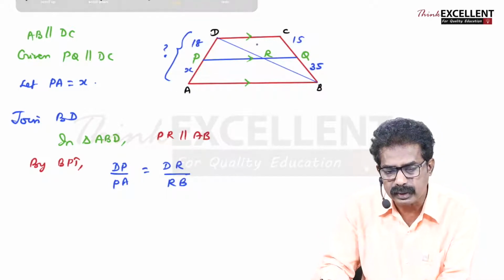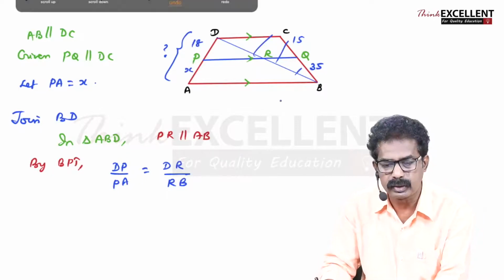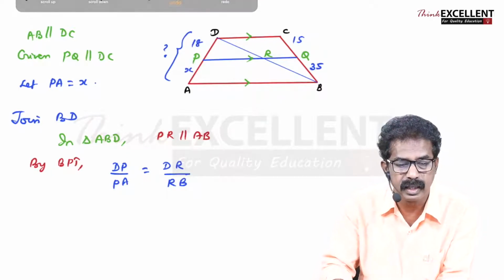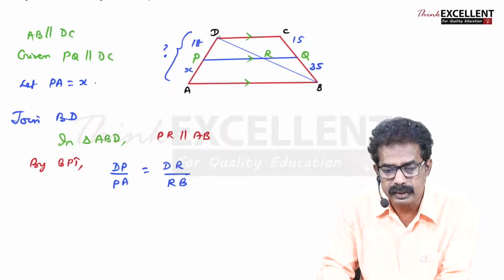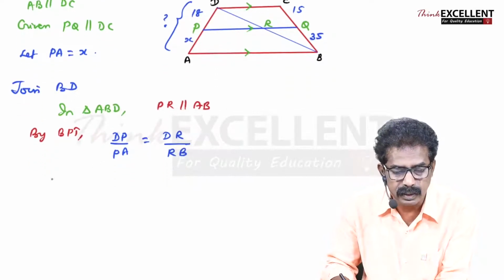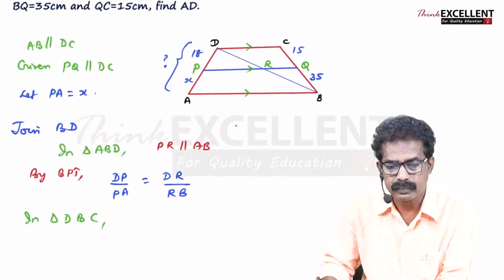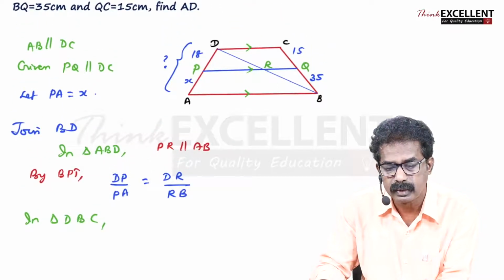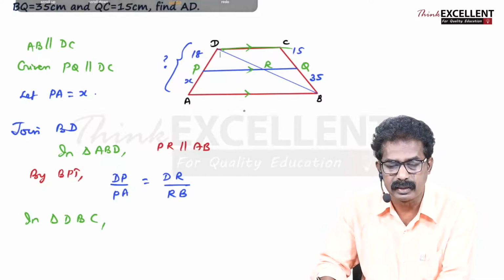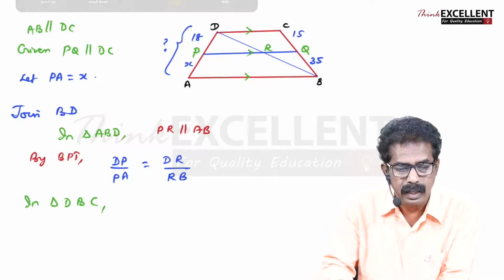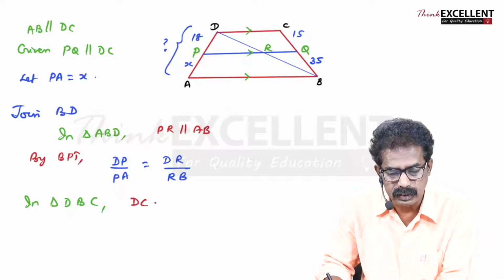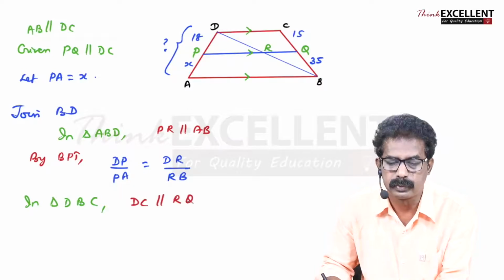Now you go to the other side. Here you can see a triangle, right? You take that triangle. What's the name of that triangle? In triangle DBC, there also two lines are parallel, right? DC and RQ are parallel. DC is parallel to RQ.